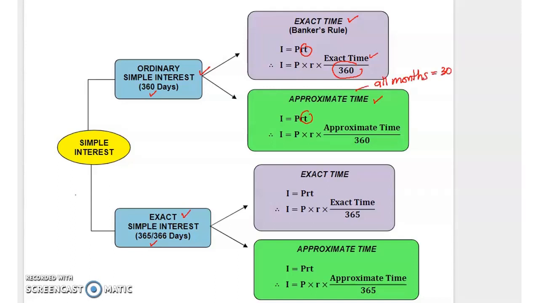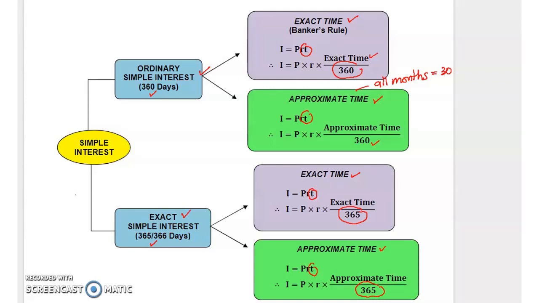And then if ordinary, then divided by 360. Now here, if exact simple interest, so what is exact? Exact is divided by 365 or 366. So similarly, in the calculation of T here, we have two types of time. Either we use exact time or approximate time. Approximate time, all months equal 30 days. Exact time, follow the number of days in that particular month.